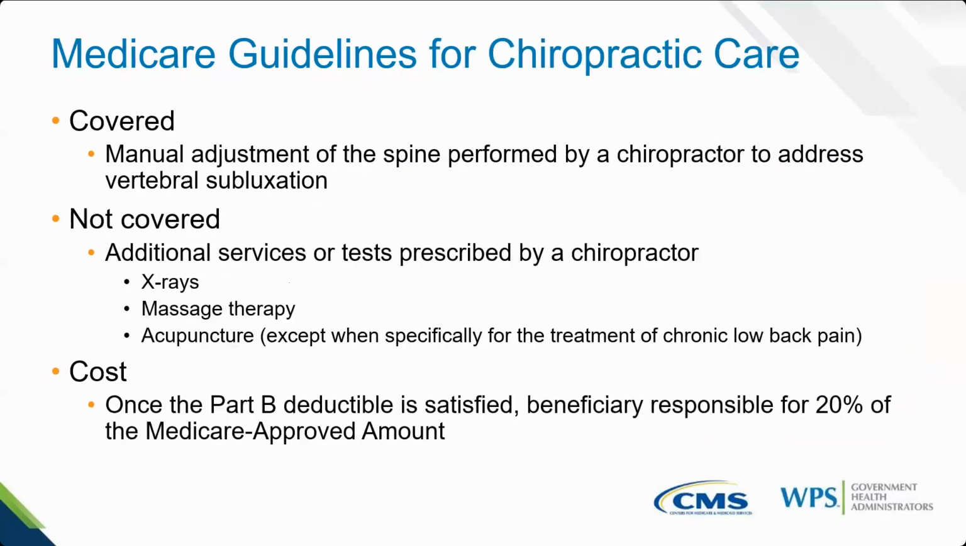Medicare Part B includes coverage for chiropractic services, specifically the manual adjustment of the spine when performed by a chiropractor to address vertebral subluxation. This refers to instances where spinal joints do not move as they should while maintaining intact contact between joints. Medicare does not provide coverage for additional services or tests prescribed by a chiropractor, such as x-rays, massage therapy, and acupuncture, except in cases where acupuncture is specifically for the treatment of chronic low back pain. Once the Medicare Part B deductible is satisfied, the beneficiary is responsible for covering 20% of the Medicare approved amount.